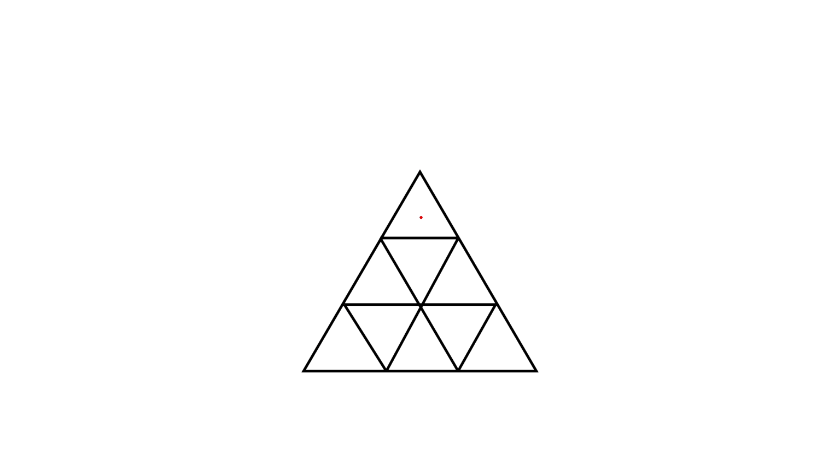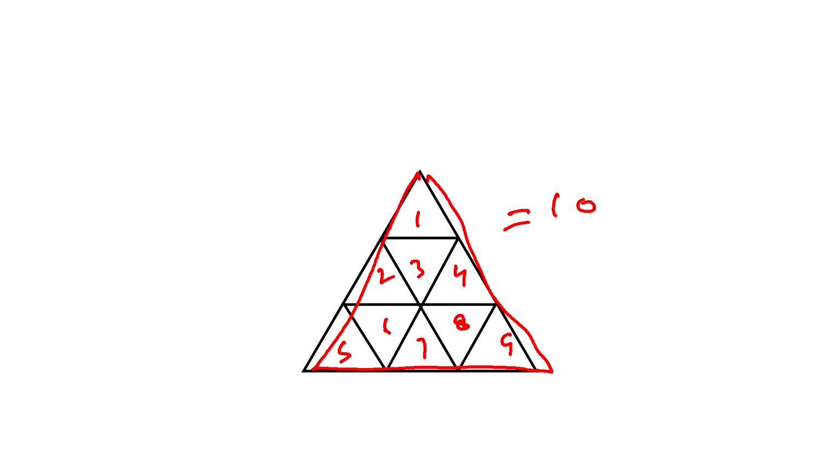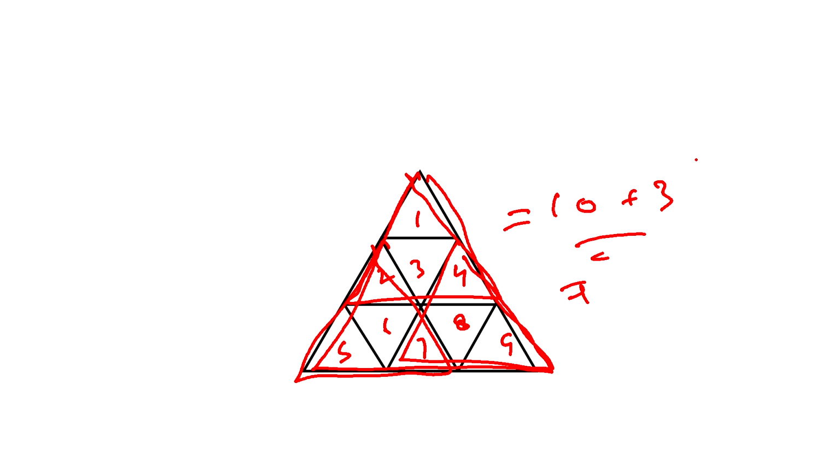Here we see, if we count them with the simple method, so 1, 2, 3, 4, 5, 6, 7, 8 and 9. Okay, 9 and this whole triangle, 10. Okay, and now 1, 2 and 3. So we have 3 more. This becomes 13.